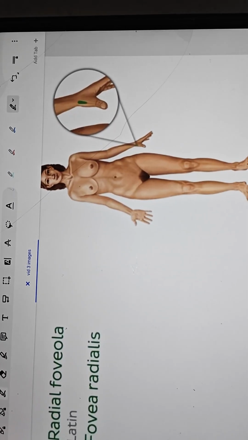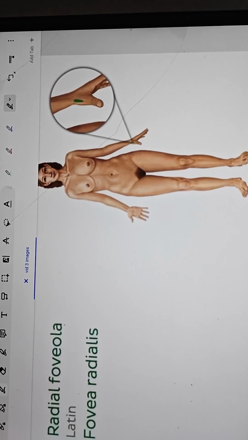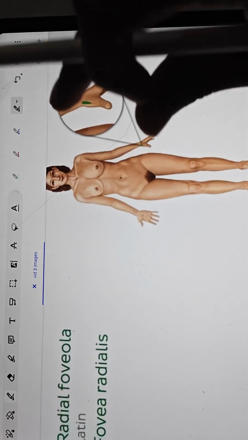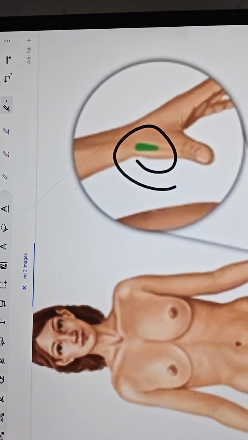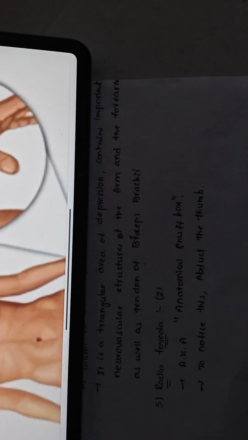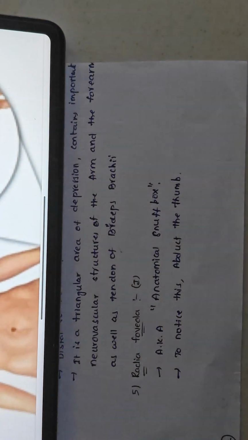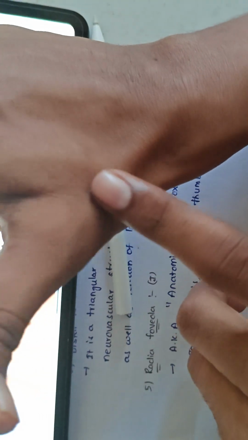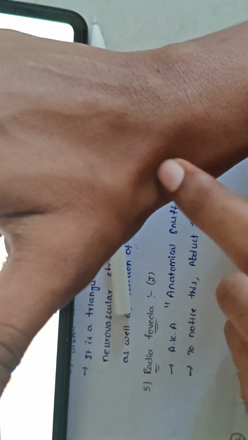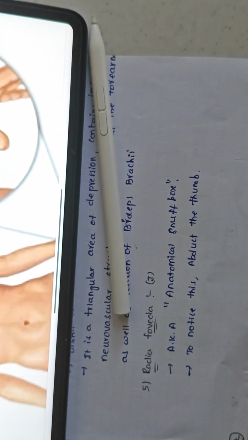The next landmark is radii foveola, this one is the radii foveola. This one is also known as anatomical snuff box. To notice this, just abduct the thumb like this. You will know it easily. This one is the anatomical snuff box, which is also known as radii foveola.